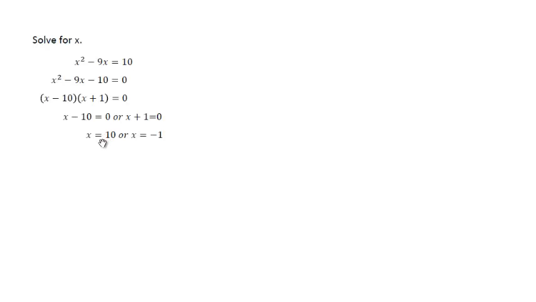Then solve for x. X minus 10 equals 0. Add 10 to both sides, so x is 10. Or subtract 1 from both sides, x is negative 1. So there are two solutions to this equation, 10 and negative 1. And you should take the time when you're taking the exam to check these values to make sure that they work in the original equation.